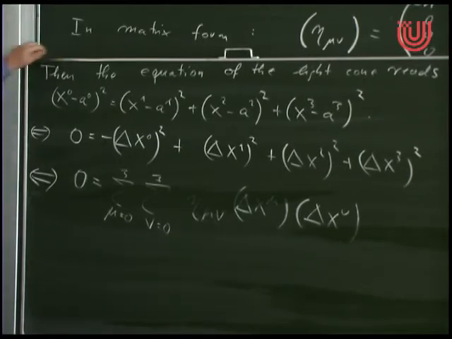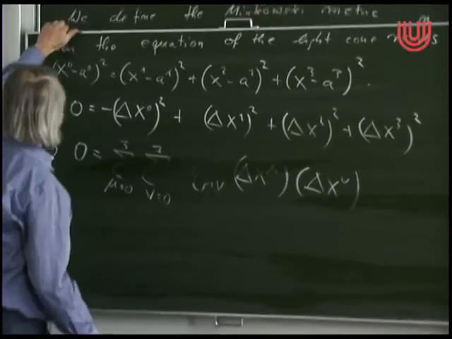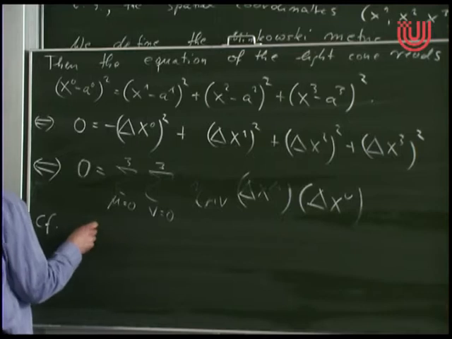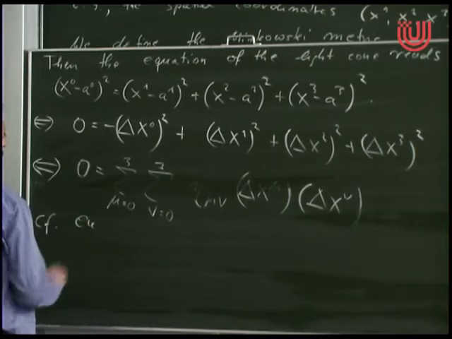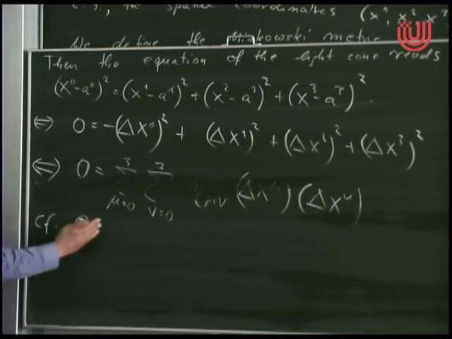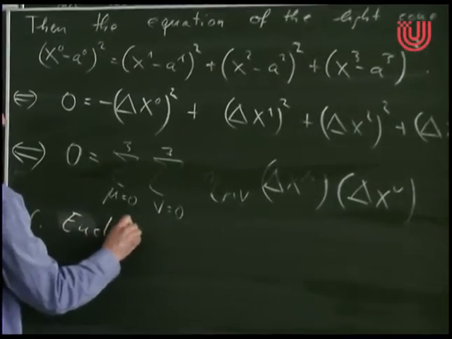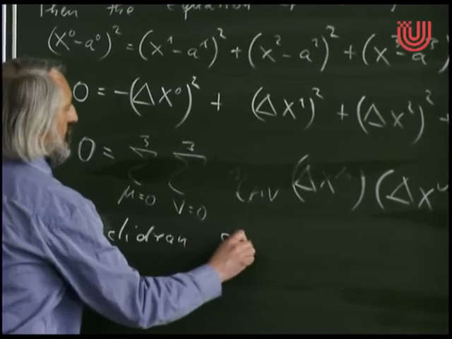So what I've said already, I might write here: confer Euclidean. Is this spelled with a capital E? Yes, I think so. One should do this. Euclidean scalar products.